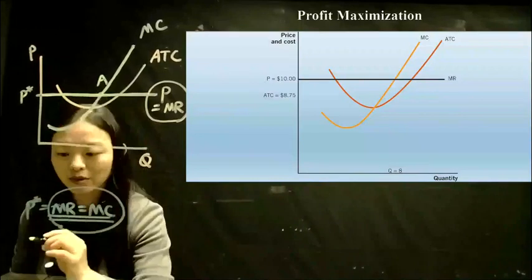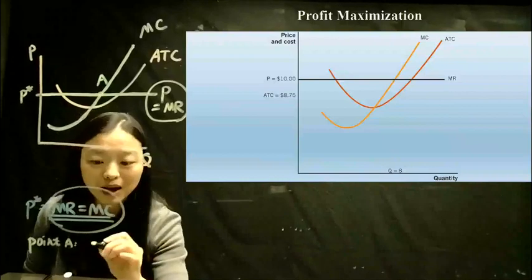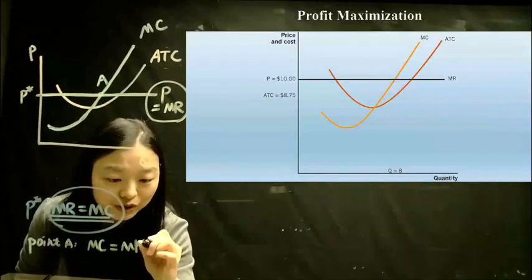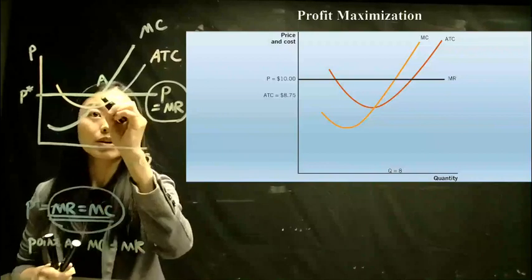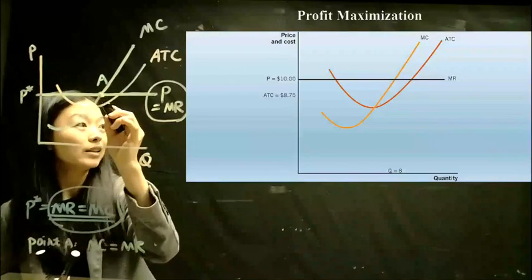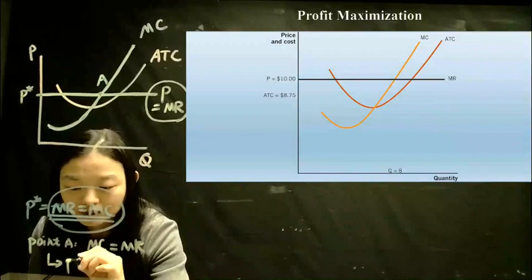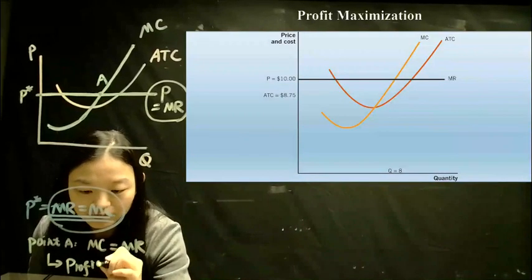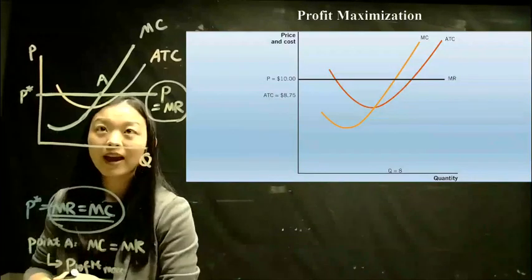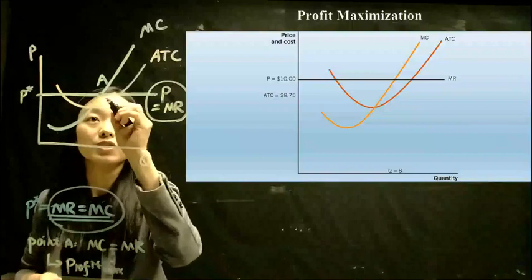At this point A, I'll just write it down. We will have the marginal cost curve intersect with the marginal revenue curve, right? So this will be the profit maximization point, okay? This point A here will be the profit maximization point.